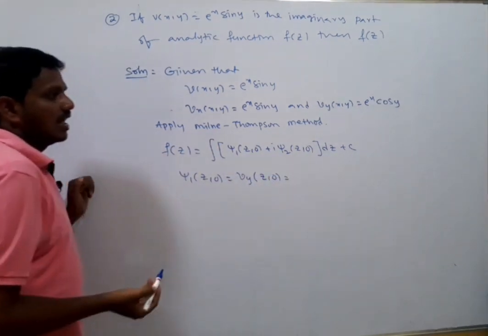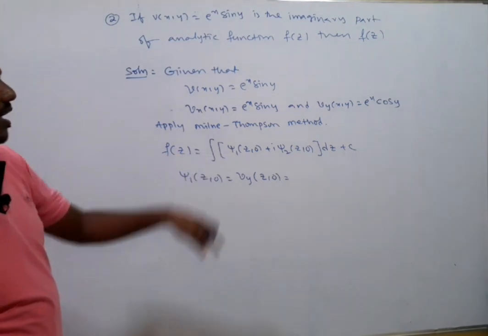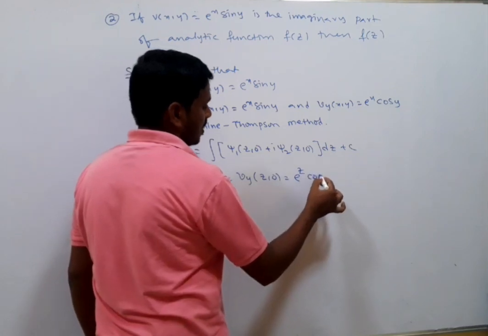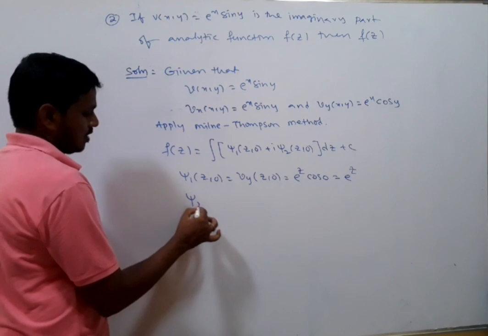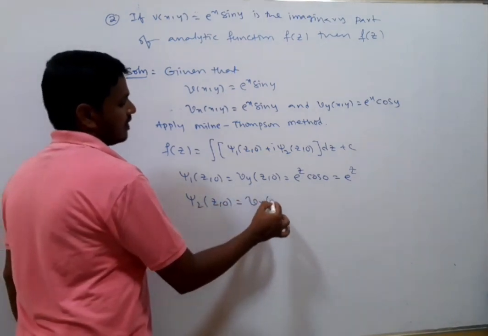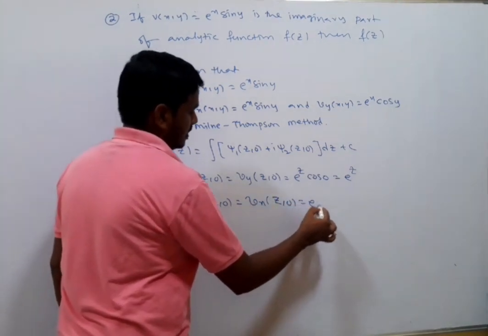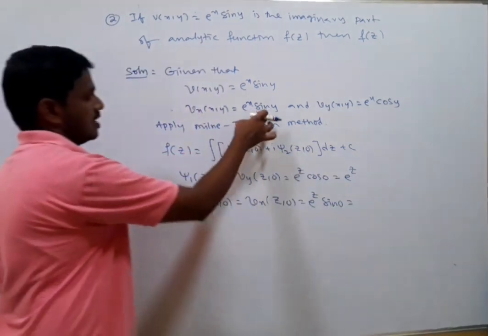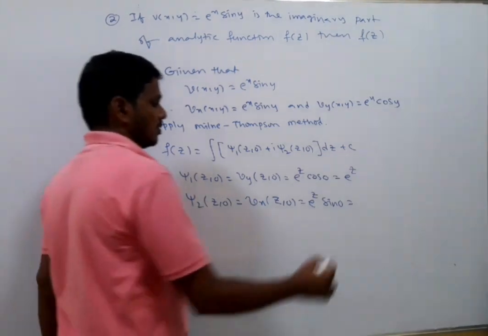What is the Vy here? Vy of x comma y is equal to e to the power of x into cos y. Yes, here Vy of z comma 0 is equal to e to the power of z into cos 0. Cos 0 is equal to 1, which is equal to e to the power of z. Next, psi 2 of z comma 0 is equal to Vx of z comma 0. Here it is e to the power of z into sin 0. It is e to the power of x sin y. Sin 0 is 0, it is 0 into anything, it is 0.